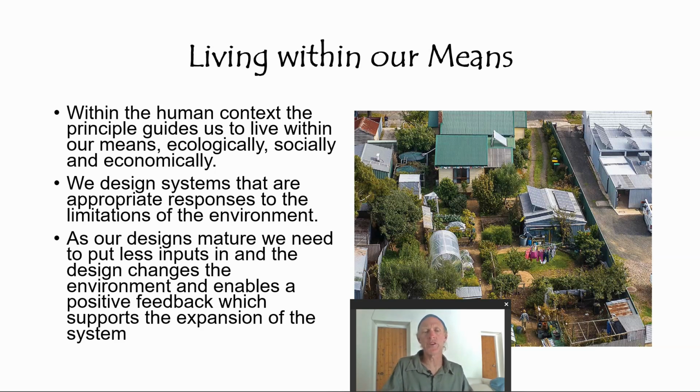And as our designs mature, we need to put less inputs in, because self-regulation starts to kick in, and the design changes the environment in a regenerative way, and we start to get a positive feedback. And this positive feedback supports the expansion of the system. It shows us, well, you can expand there, but you need to limit yourself here and contract there. And so there's this dynamic balance of interests that's always going down by virtue of the application of this principle.